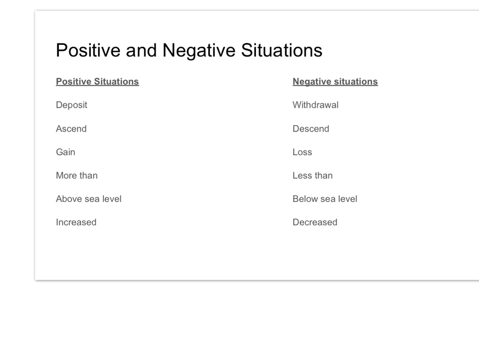So here are some positive and negative situations. You're not always going to hear increasing or decreasing, or the numbers positive or negative. You might have to recognize some words and understand what they mean. So let's look at some positive situations. We have a deposit. Deposit means you're putting money into the bank, so your bank account should increase.